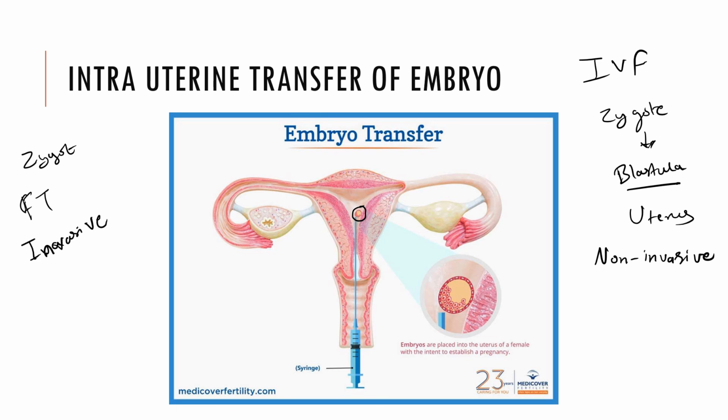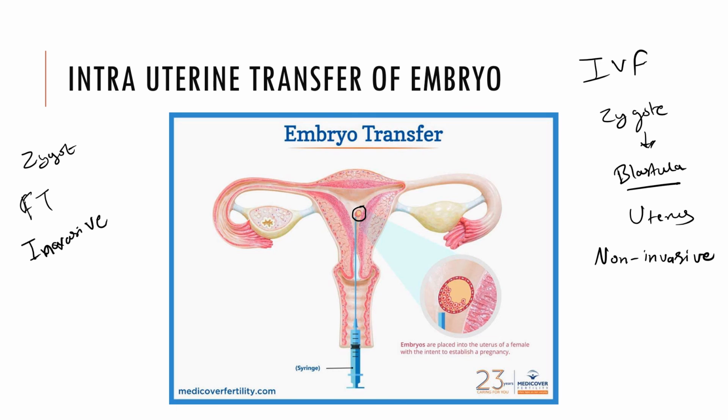Although the success rate of ZIFT and IUT remains the same, depending upon the quality of the gametes, and as in both cases more than one embryo is released, so that at least one embryo implants, to give the patient a guarantee of treatment or of conceiving a baby. So that was about ZIFT, GIFT, and IUT.